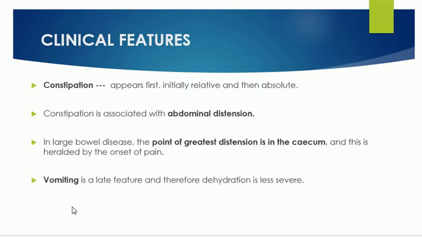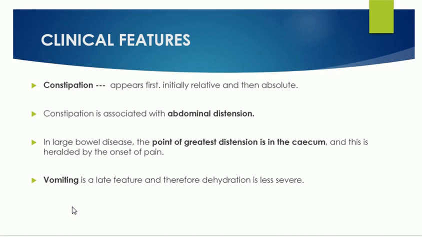Now, the symptomatology of chronic intestinal obstruction, when we compare with acute intestinal obstruction: among the cardinal features, the classical symptoms, usually it starts with pain. But when we go to chronic intestinal obstruction, the first symptom which develops is constipation. Chronic constipation appears first. Initially it is relative, then becomes absolute. Firstly it is only constipation, and the patient passes flatus.